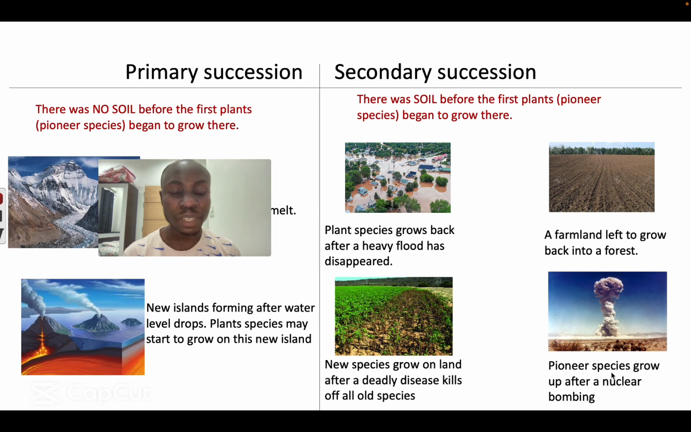And pioneer species grow up after a nuclear bombing. Yes, after the nuclear bombing, the soil will be broken and destroyed, and it's going to be a bad soil. But it is still soil. So this is a secondary succession.